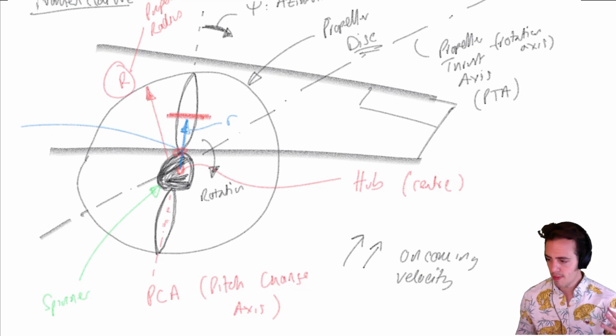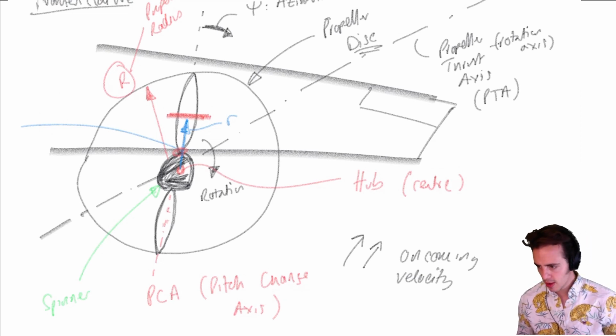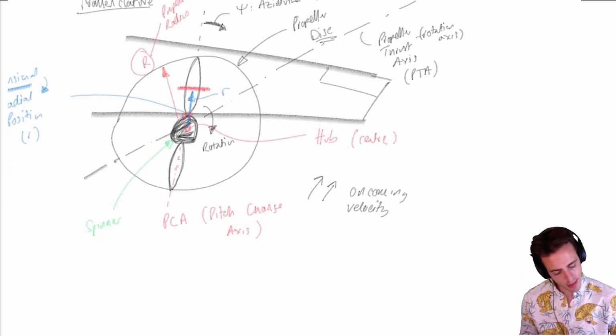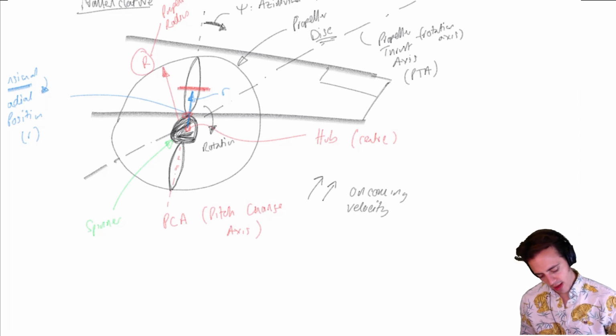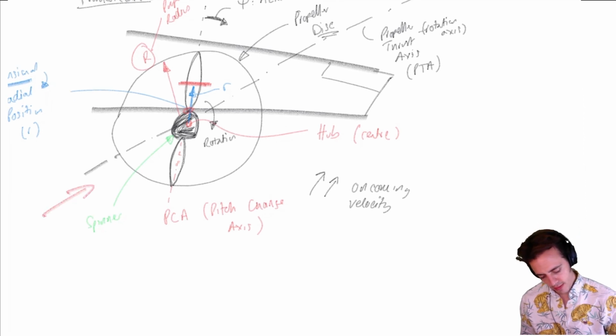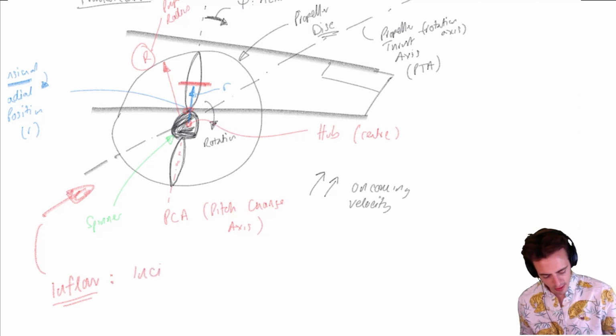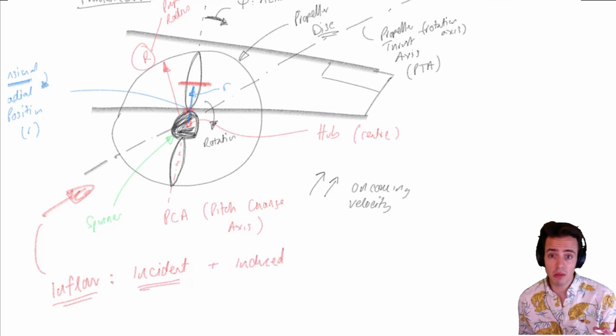But this is my propeller disc, and we're looking at it. So we've got the azimuthal direction that's been defined, we've got the radial direction that's been defined as well. I spoke a little bit about yesterday, but we can define the total inflow. And remember, inflow is the combination of incident velocity plus induced velocity. So incident velocity is whatever the propeller would see were it not there.